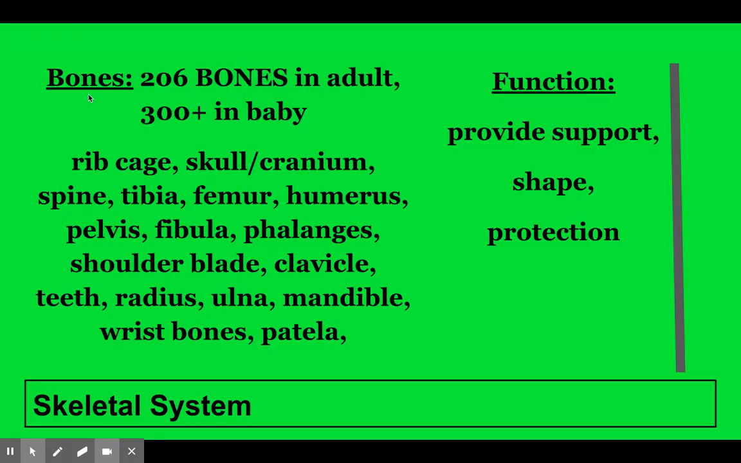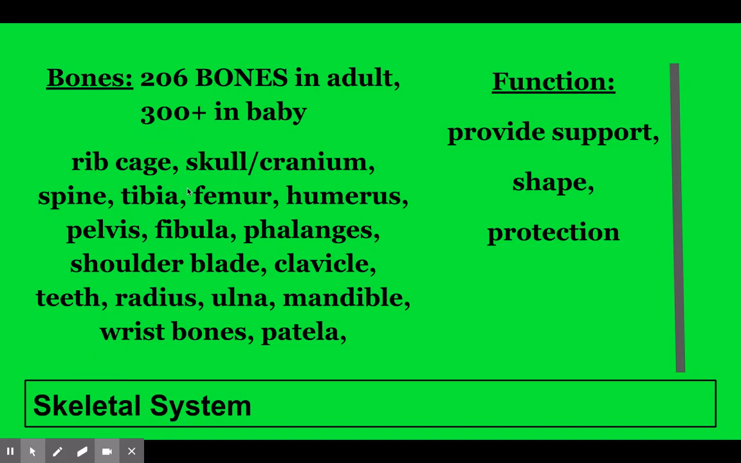The skeletal system is made up of 206 bones in the adult body. You have over 300 bones in the baby, but those bones fuse together to form the 206 adult bones. The function is to give you support, to give you a shape, and for protection. You need protection for your heart and lungs, and the ribs do that. You need protection of your brain, and the skull does that.